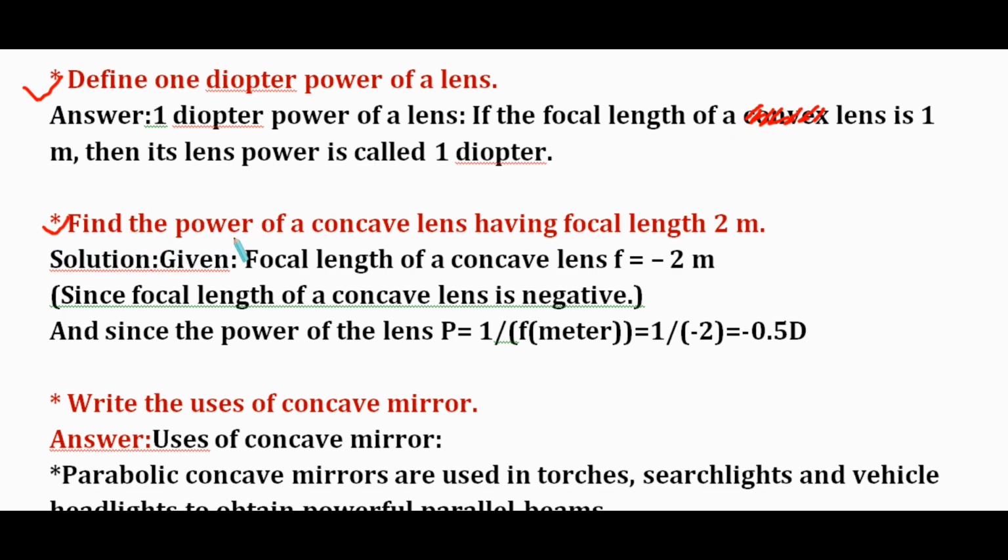Next question, find the power of a concave lens having focal length 2 meter. Given focal length of concave lens f is equal to minus 2 meter. For a concave lens, the negative sign is used, or it has negative focal length. Since the focal length of a concave lens is negative, and since power of the lens P equals 1 upon f in meter, so 1 upon minus 2, and after division we get minus 0.5 diopter.